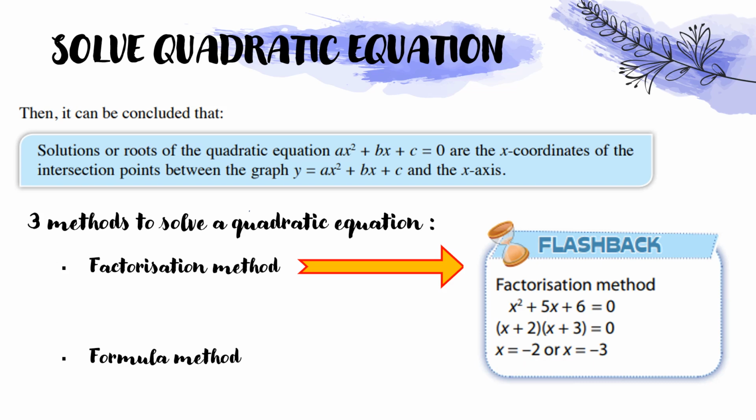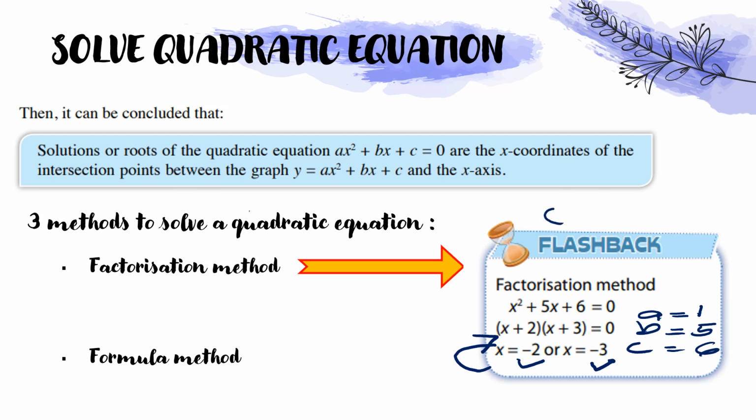Okay, so the value of a is equal to 1, b is equal to 5, and c is equal to 6. You press this in the calculator and you will get the answer x is equal to -2 and x is equal to -3. However, if you do this, this is not the factorization method. So here is how you should do it to get the marks for the factorization method.